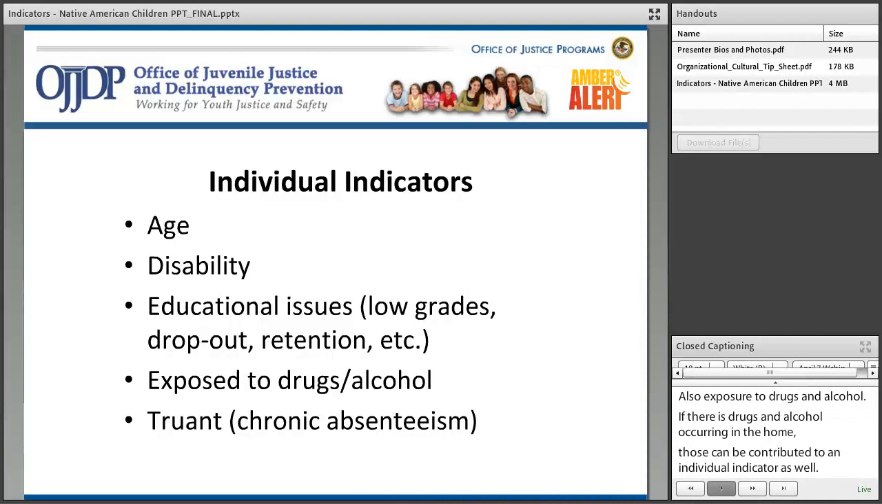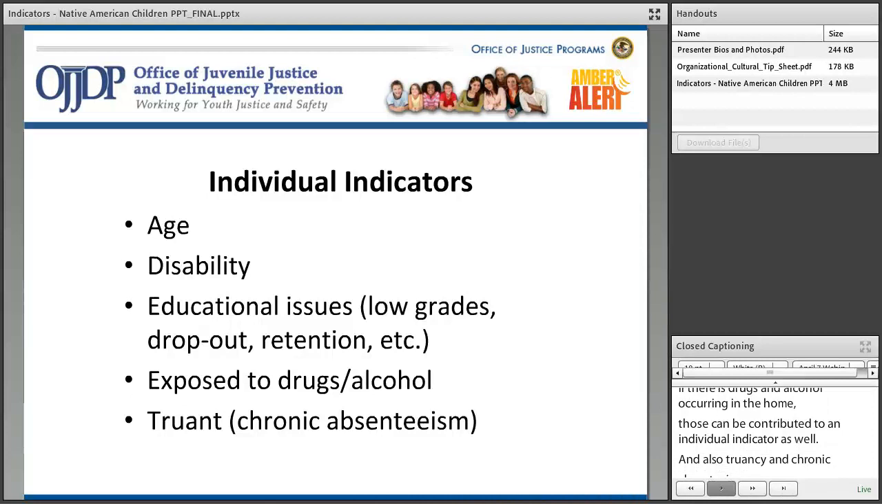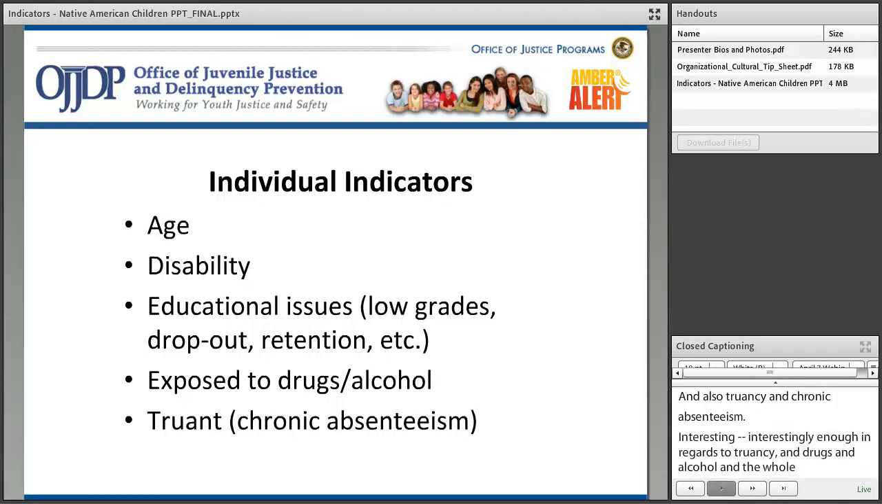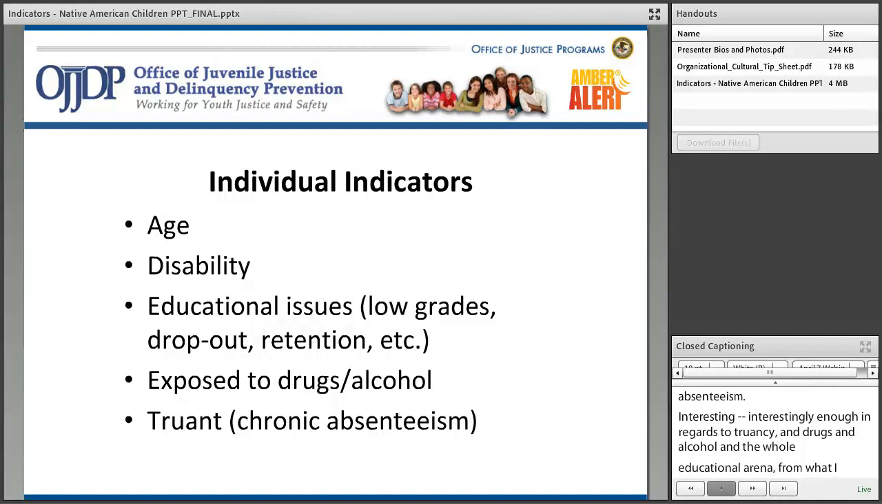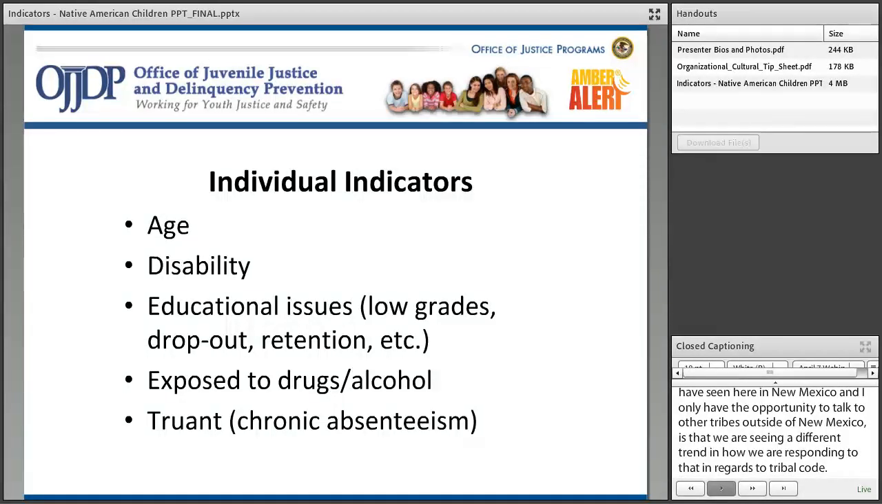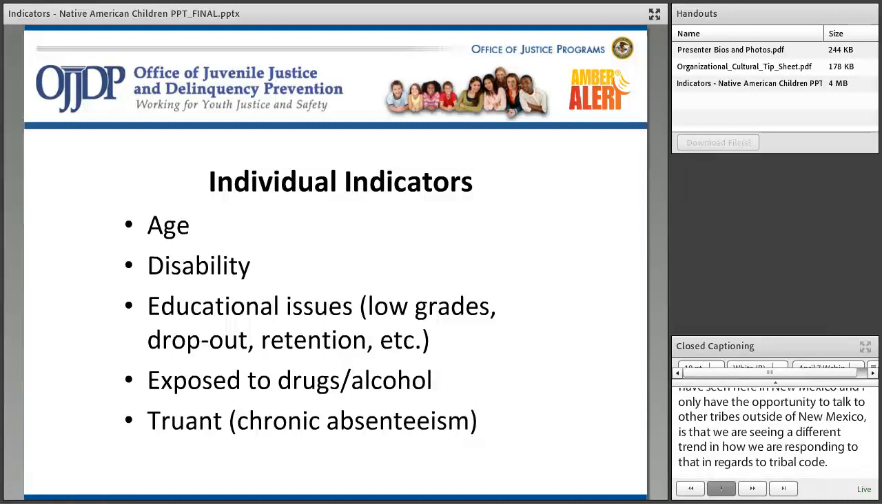Interestingly enough, in regards to truancy and drugs and alcohol in the whole educational arena, from what I've seen here in New Mexico, and I've only had the opportunity to talk to other tribes outside of New Mexico, we're seeing a different trend in how we're responding to that in regards to tribal codes. Tribal codes that also include a juvenile law and order area oftentimes tend to have a higher degree of penalty for youth and their families, as opposed to someone who's being introduced into the court system, into social services under the Child Welfare Code.